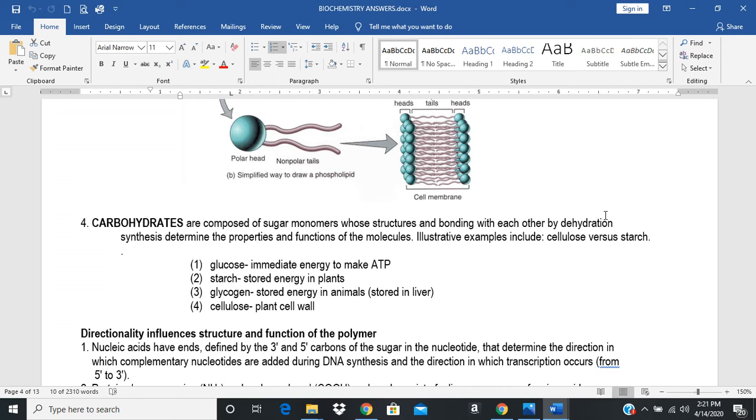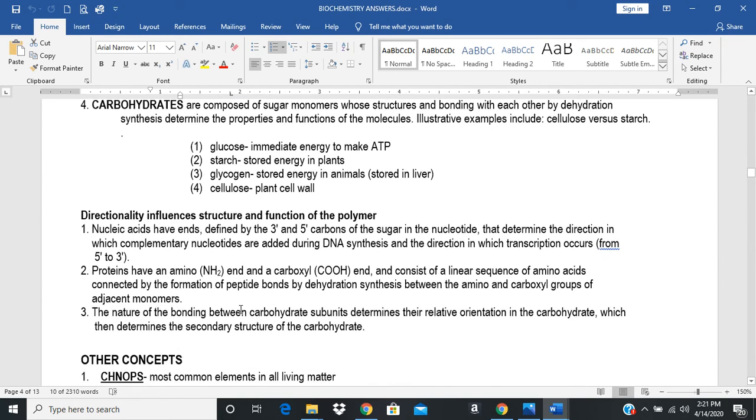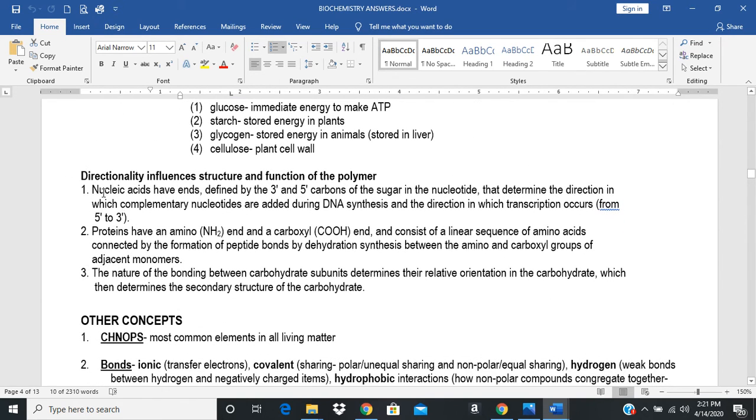Okay, and the other key thing is the directionality. We kind of mentioned that before. Nucleic acids have defined ends, with 3' and 5' ends, such as we see with DNA. And this is really important during DNA synthesis. It's about the direction of transcription. Transcription always goes from 3' to 5', and a new form of DNA is synthesized 5' to 3'.